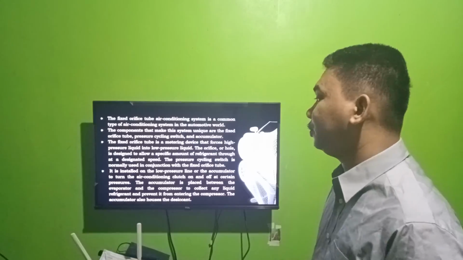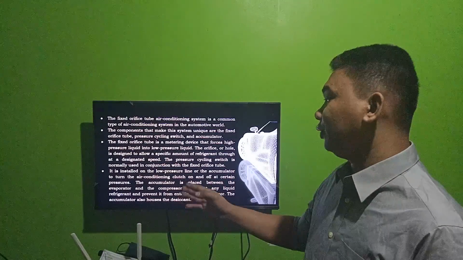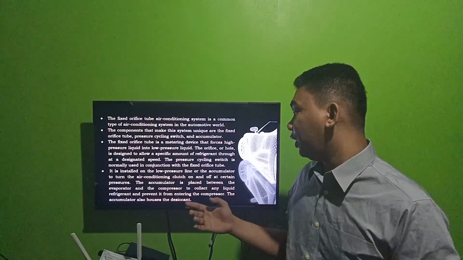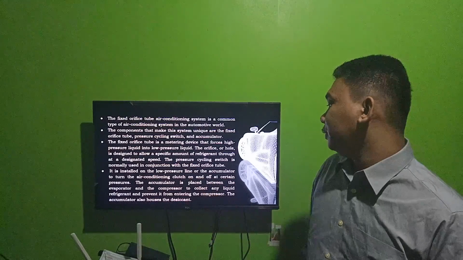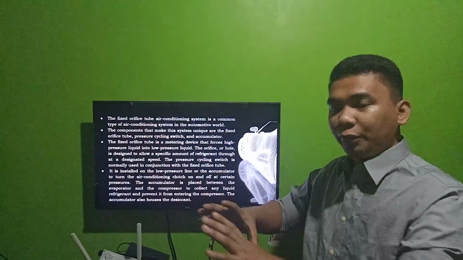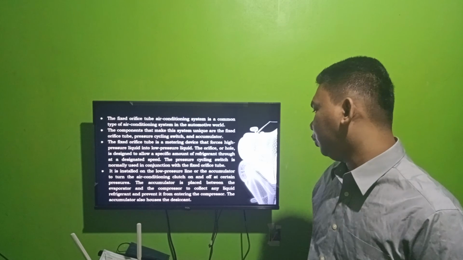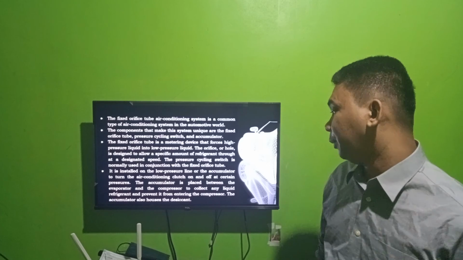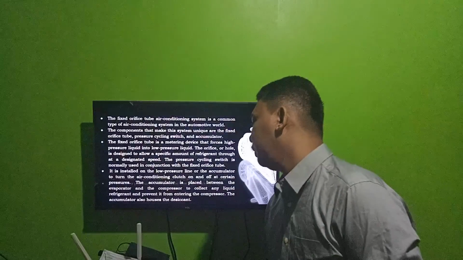So the cycling switch is normally used in conjunction with the fixed orifice tube. So also it is installed in the low pressure line or the accumulator to turn the air conditioning clutch on and off at certain pressures. So the accumulator is placed between the evaporator and the compressor. So nasa gitna siya ng evaporator and compressor. It could collect any liquid refrigerant and prevent it from entering the compressor. So the accumulator also houses the desiccant.